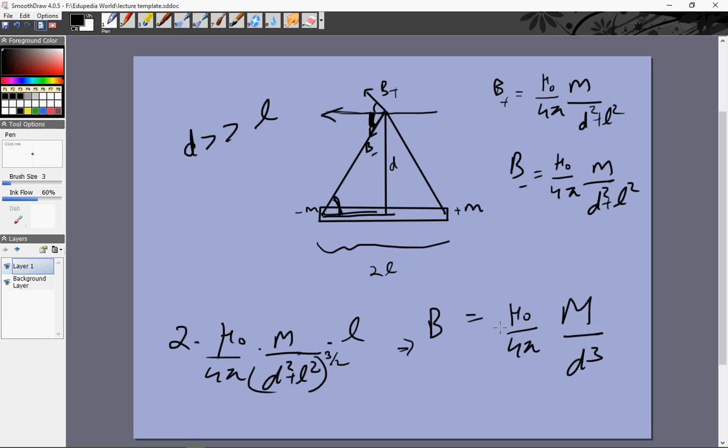And this is exactly what we would expect, because for the electric field we had 1 by 4 pi epsilon naught, p by d cube. There is a factor of 2 for the end zone position. There is no factor of 2 for the broadside position.